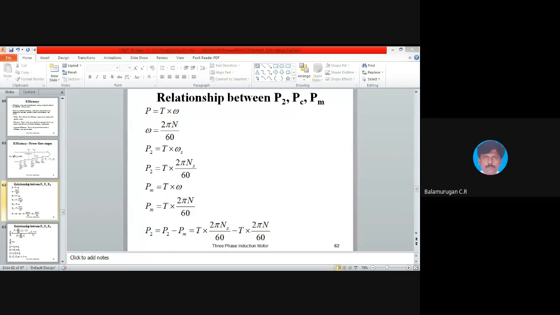Okay? So other than that, if you wrote something else, you won't get full marks. You will get some partial marks, but you won't get full marks. Core will get saturated, and next the winding will get overheated. So we will have a constant flux. The flux will not vary. So on these words, something has to be there.